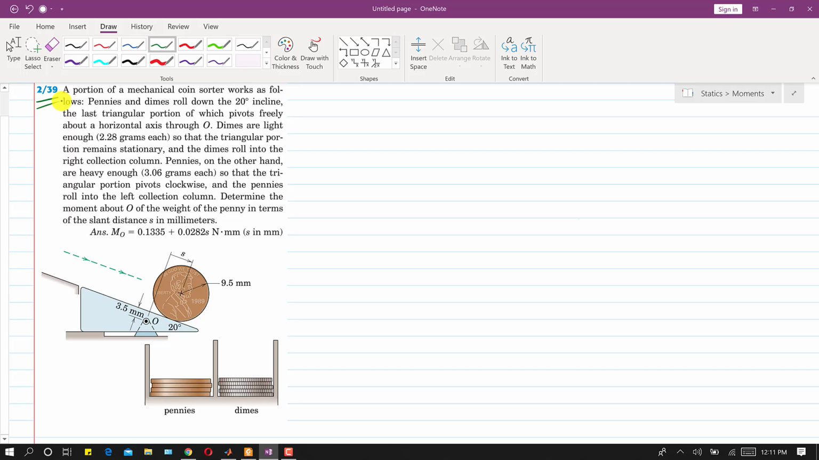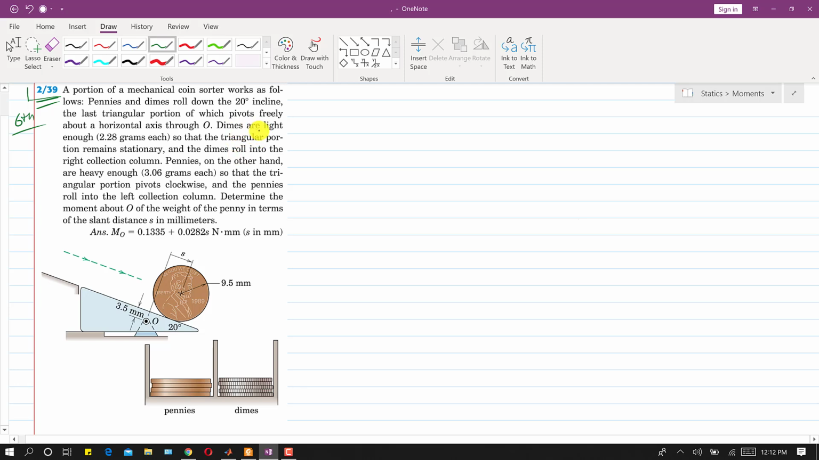We are going to solve this problem 239, from the 6th edition. In this problem it is said that a portion of a mechanical coin sorter works as follows. Pennies and dimes roll down the 20-degree incline, the last triangular portion of which pivots freely about a horizontal axis through O. So this triangular portion pivots about this point O. So it can rotate about this point O.